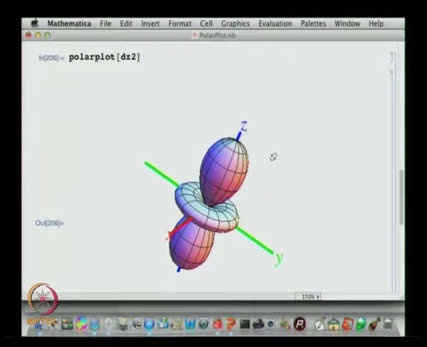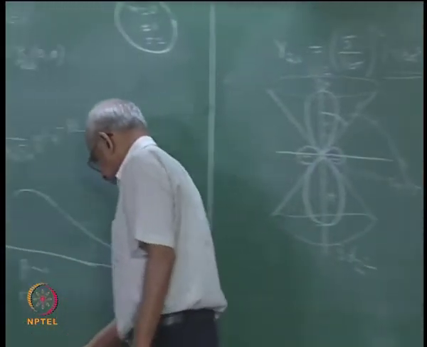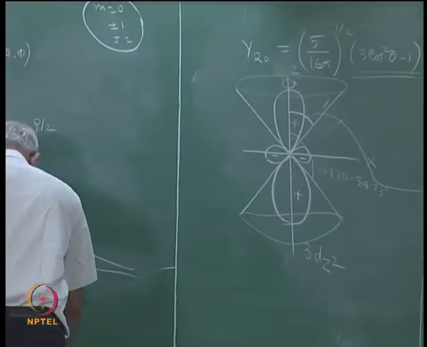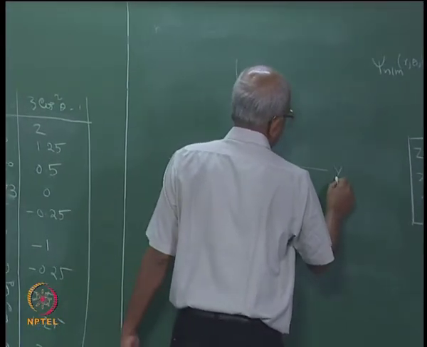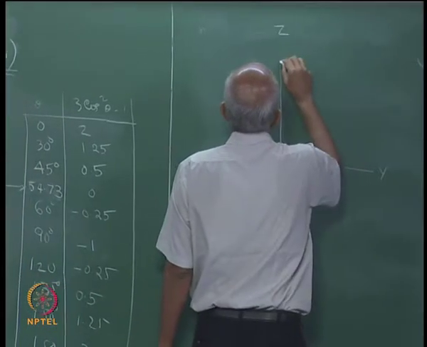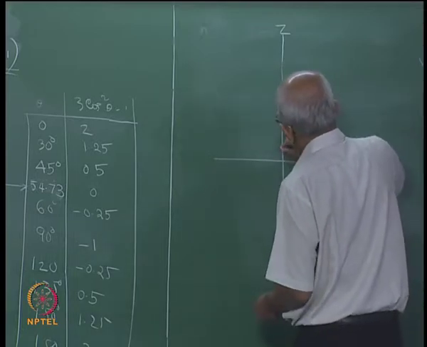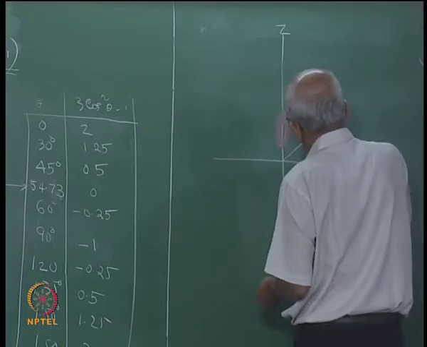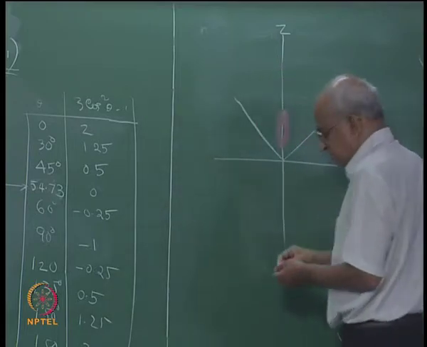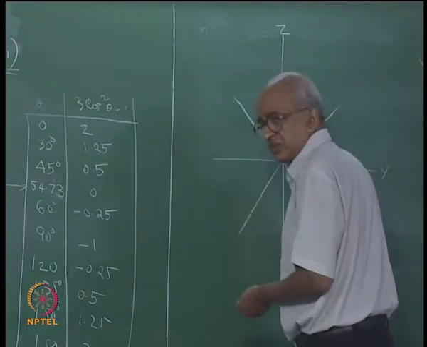You can also make a density plot if you like. So, how will you make the density plot? I can do it here. Well, the first thing that I will now do is label the axis. This is, let me say, the y axis if you like, and this is the z axis. Now, in this direction the wave function is positive, but along the two special directions, the wave function is 0, and similarly along these directions also the wave function is 0.